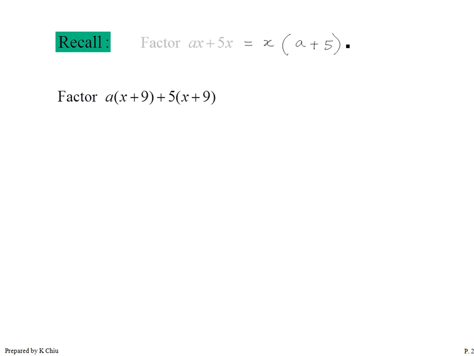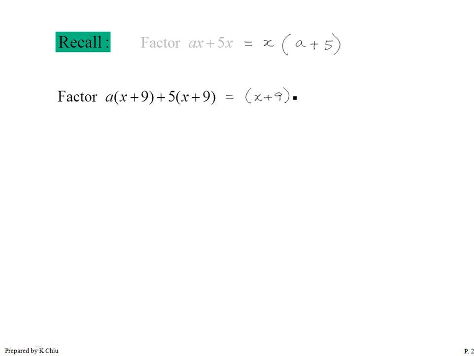What about if I want to factor this? I have 8 times parenthesis x plus 9 plus 5 times x plus 9. How many terms do we have here? We have 2 terms, separated by this plus in the middle. So in these 2 terms, do they have anything in common? I have x plus 9 in common.